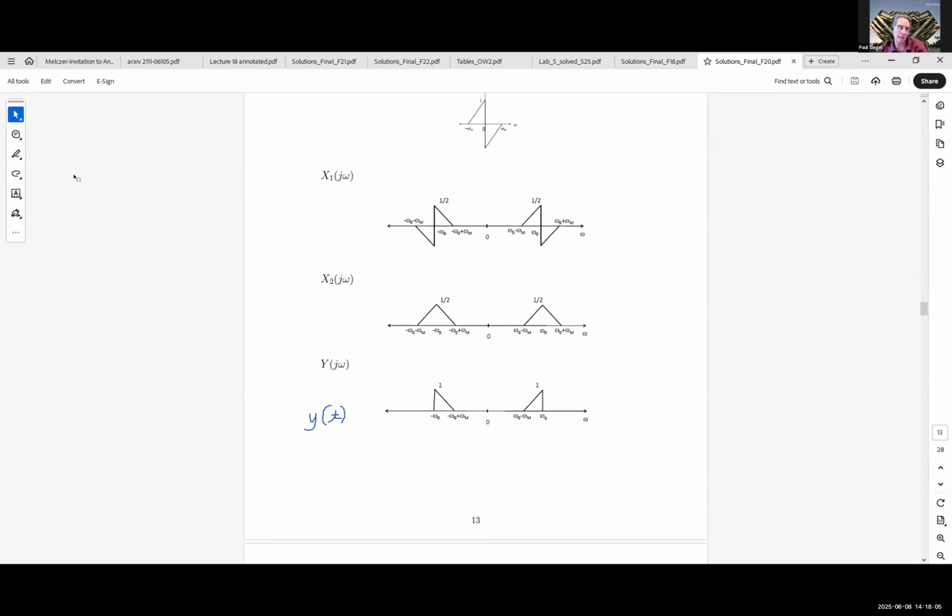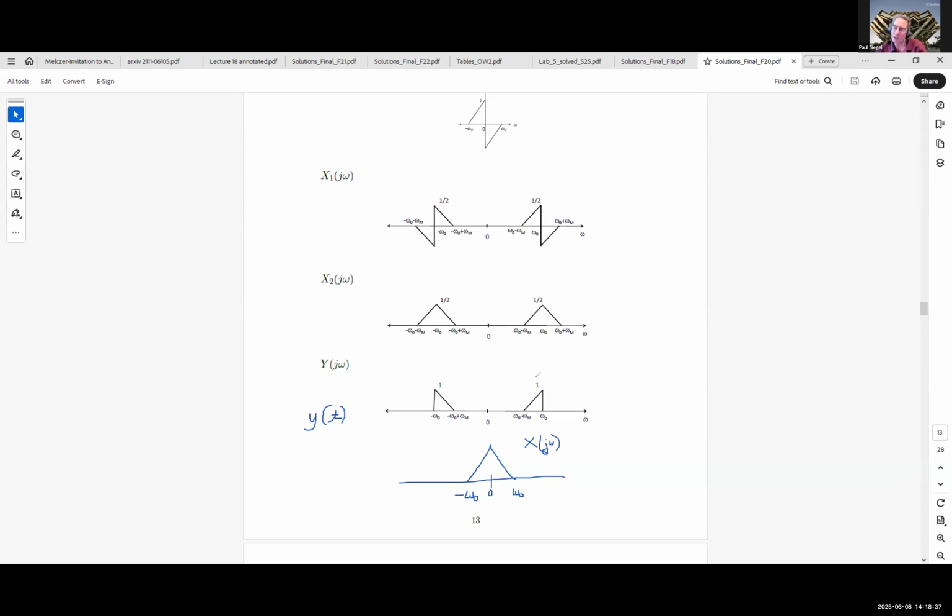Well, the original signal had as its transform something that looked just like this, except the pieces were rearranged. It was like this instead of what we see for Y of j omega. So this was our original X. I guess we were calling it X of j omega. So the question is, how do we get that back?